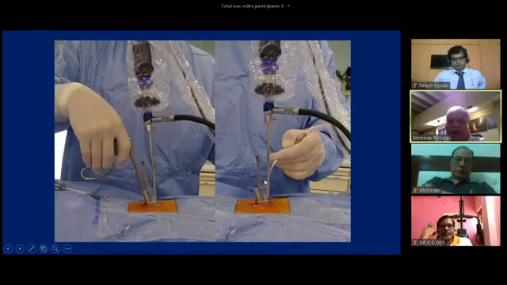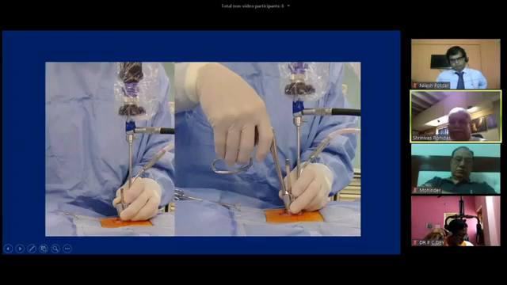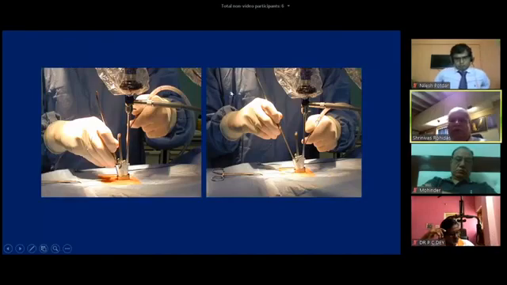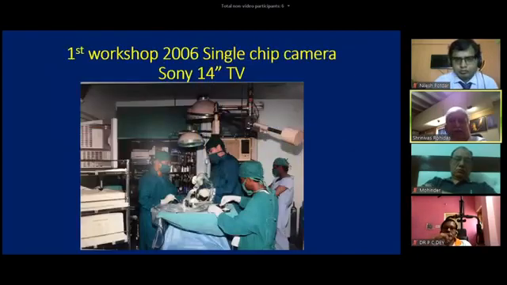There is no holder required to hold the system because this is a mobile system. And then we use two hands just like in open surgery with an angle of 12 degrees. You can use all routine instruments. You can angulate cranial, caudal, medial and lateral.